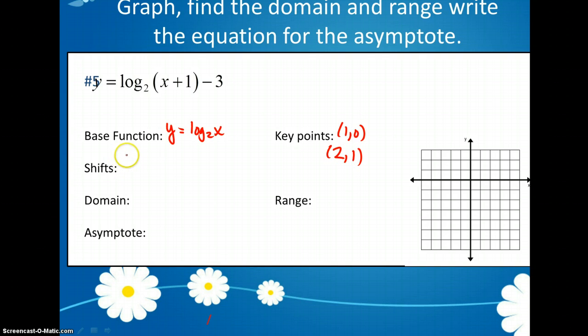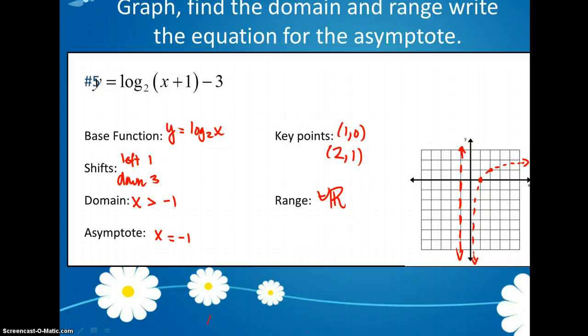Okay, what are my shifts? Oh, so here we have an h equal to negative 1, so it's going to be to the left 1 unit. And then my k is negative 3, so down 3. Okay, and your domain? X is going to be greater than my h, so negative 1. Good. And your range? All real numbers. And your asymptote? X is equal to negative 1. Good deal. Let's plot all of this.